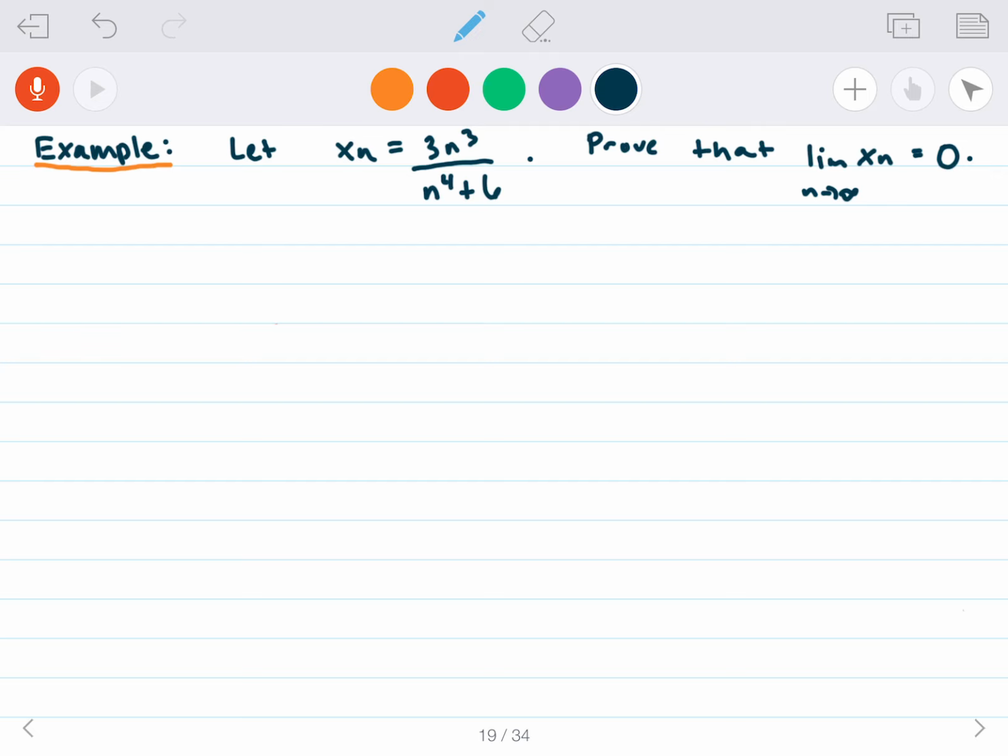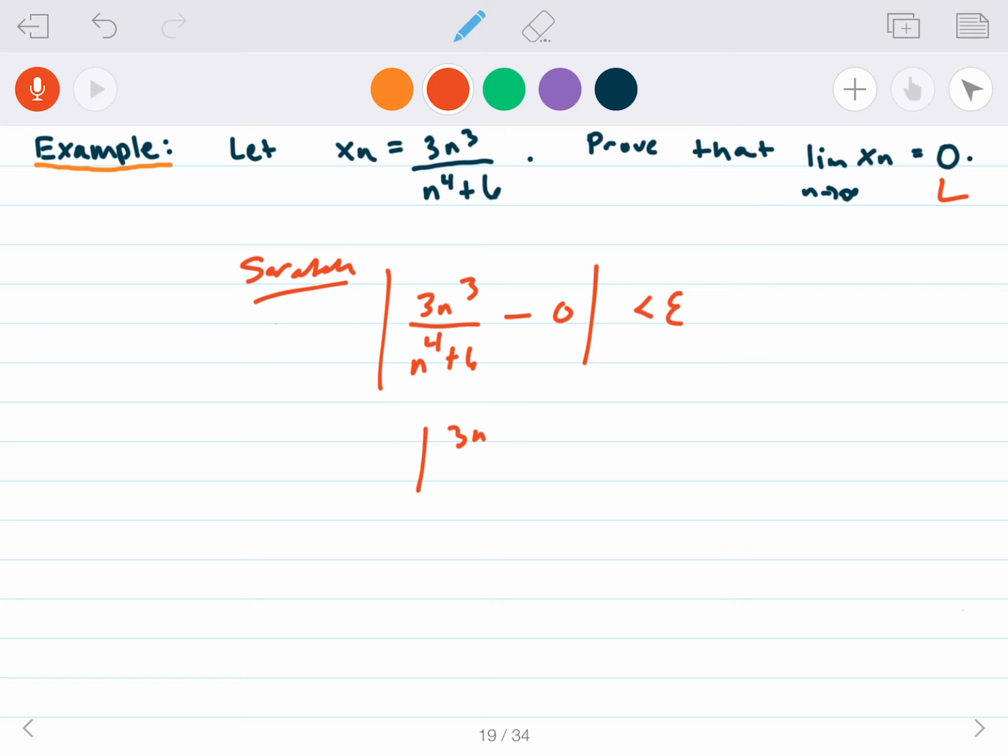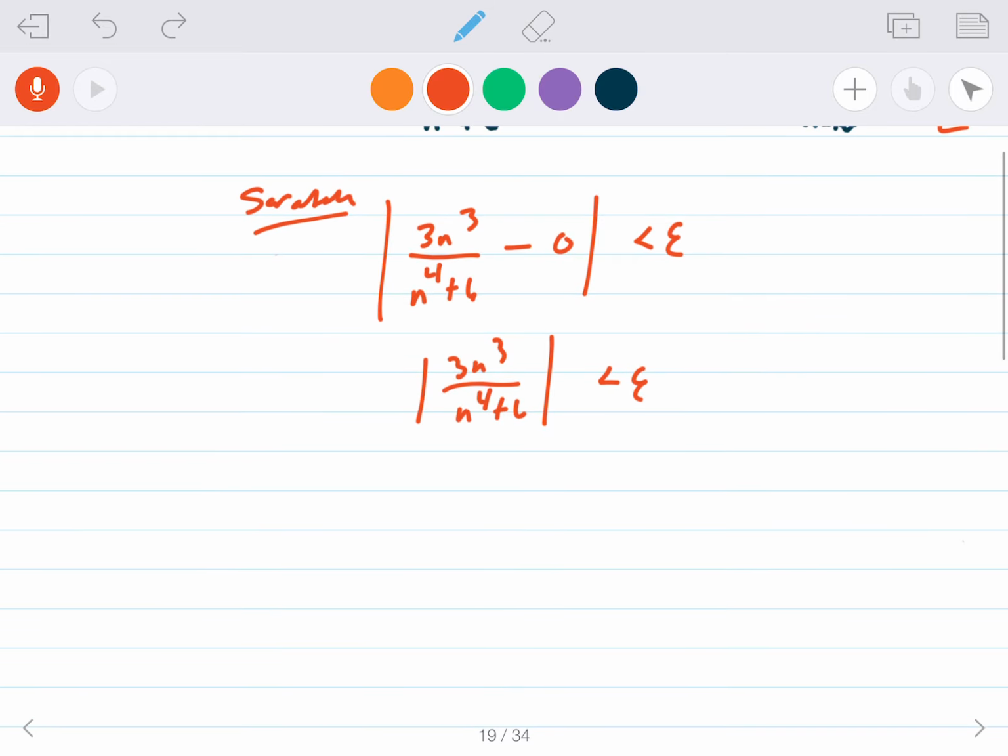Okay, let's try another example. Let's say we have a sequence 3n cubed over n to the 4th plus 6. We want to prove that the limit of this sequence is 0. So that's our L. And so we can do some scratch work, as we usually do. We have our sequence, 3n cubed over n to the 4 plus 6, minus 0. We want this to be less than epsilon. And so we get 3n cubed over n to the 4 plus 6 less than epsilon. This is always positive because little n is a natural number, so we can remove the absolute value bars.